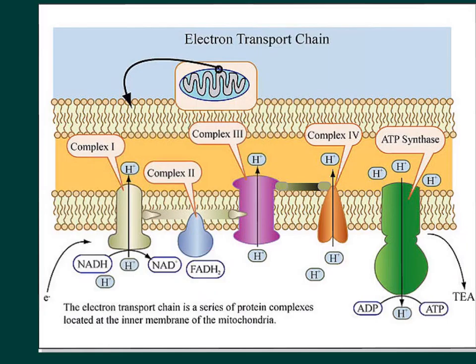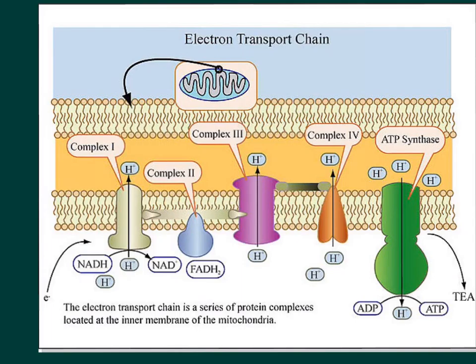Complex 3, cytochrome BC1 complex. This complex is simply responsible for retrieving loose hydrogen ions from the inner mitochondria, such as the matrix, and pushing it in between the inner and the outer mitochondrial membrane. Complex 4, cytochrome oxidase. It has the same responsibility as complex 3. Beginning first with complex 1.